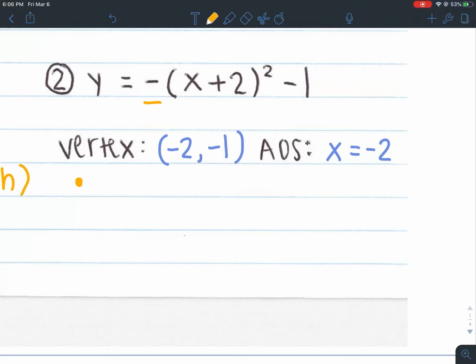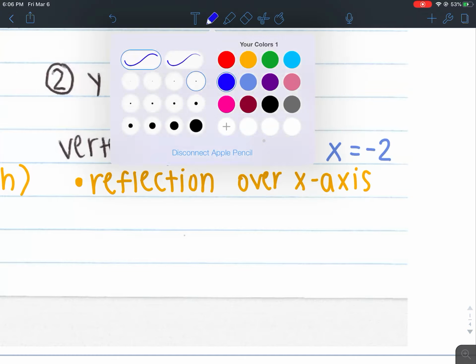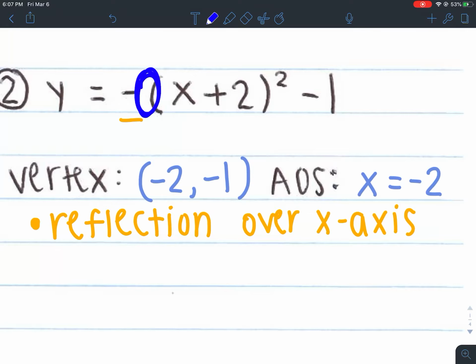Well, what do negative signs tell me? That I have a reflection over the x-axis. It's going to turn my quadratic and face it down. Okay? Now, does my quadratic get wider or narrower because of that negative? It doesn't, right? The negative has nothing to do with the wideness or narrowness. What is your a number here? The a number is +1.